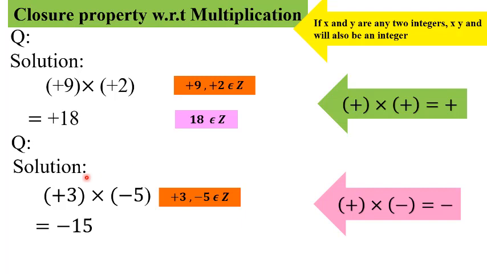So when we find their product, 3 and minus 5 will multiply. The answer is minus 15, which also belongs to the set of integers. It means if we multiply two integers, the answer also belongs to the set of integers. Hence, closure property with respect to multiplication is verified.